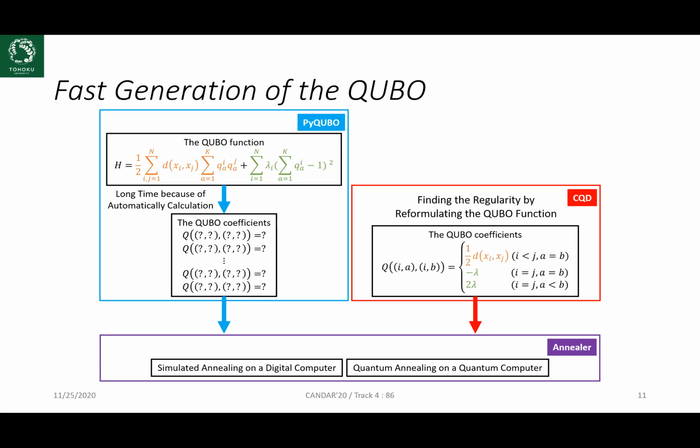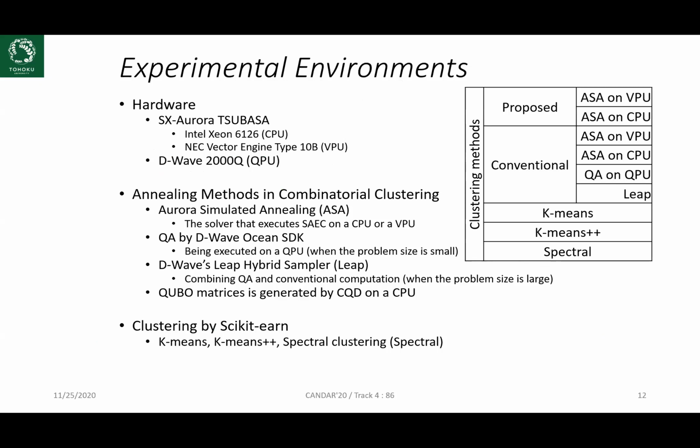CQD accelerates the generation of the QUBO matrix because of the elimination of the calculation of the QUBO coefficients. Also, the proposed method uses CQD with lambda equals 0 to exclude any effect of the constraint function. To execute the proposed method, an SX or Tsubasa system is used. The system consists of a CPU, Intel Xeon, and a VPU, NEC Vector Engine. The solver that executes SAEC in this system is called Aura Simulated Annealing, ASA.